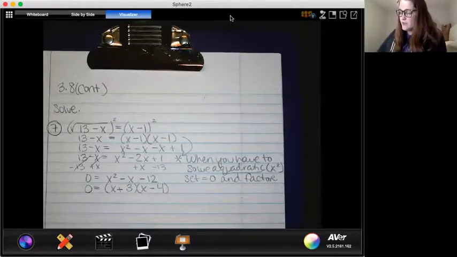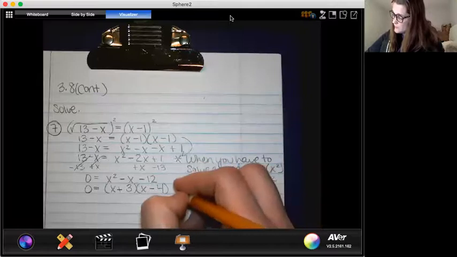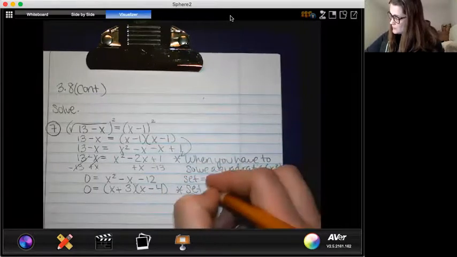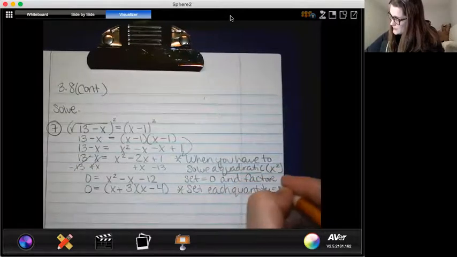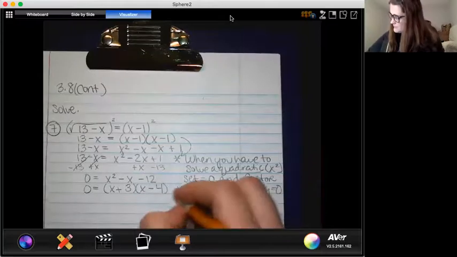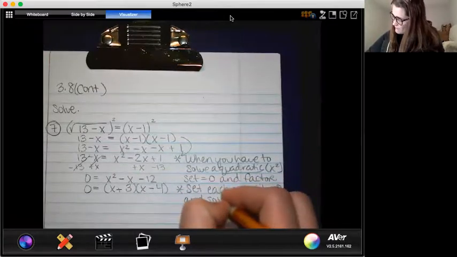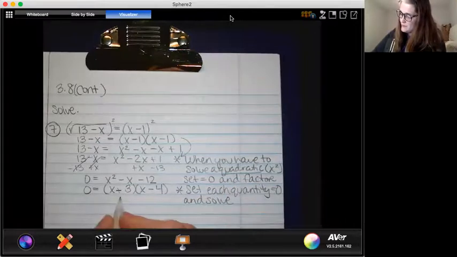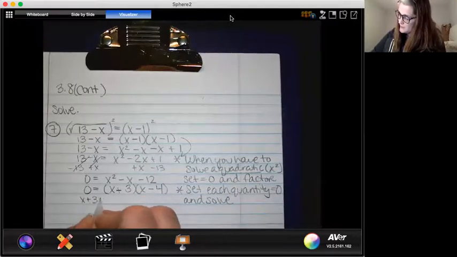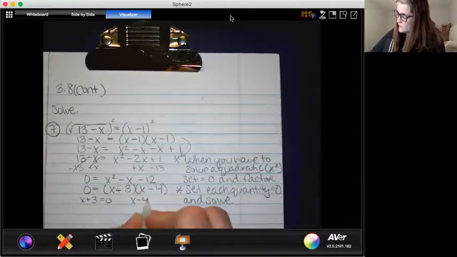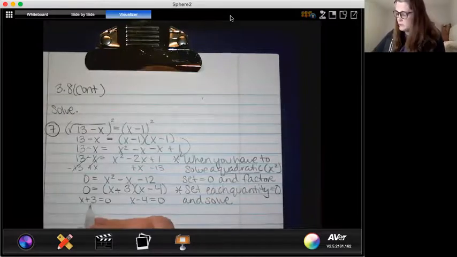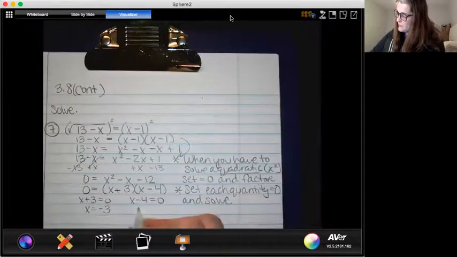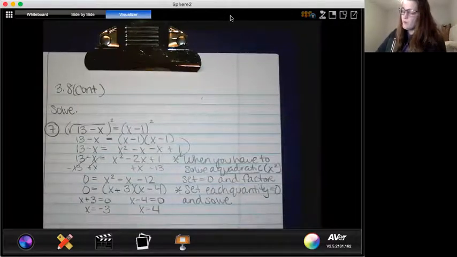But how do we actually solve for x? Okay, so you're going to set each quantity equal to 0 and solve. So I'm going to set x plus 3 equal to 0, and I'm going to set x minus 4 equal to 0. Okay, and solve, meaning what does x equal? Well, if I'm going to subtract 3, x would equal negative 3, and if I add 4, x would equal 4. So we have two options.